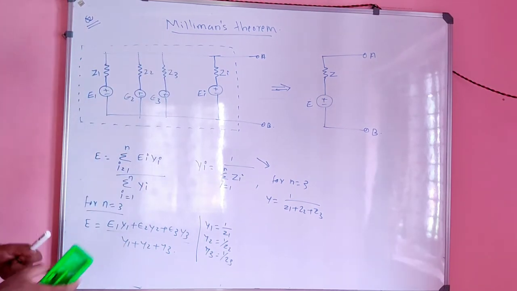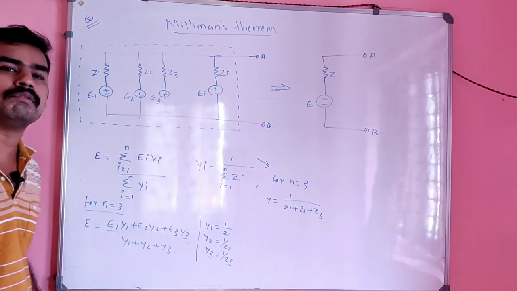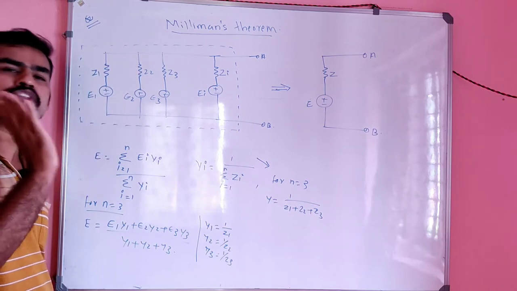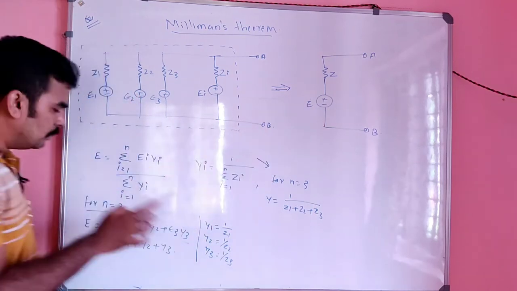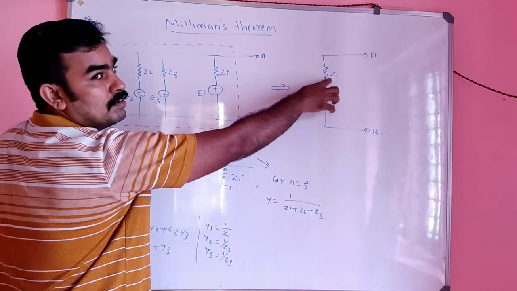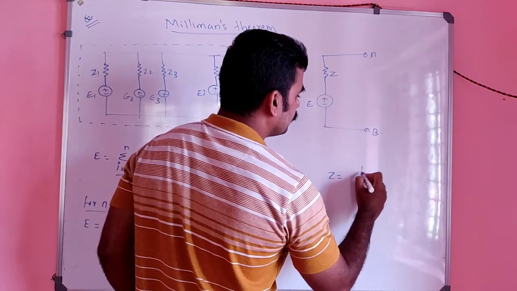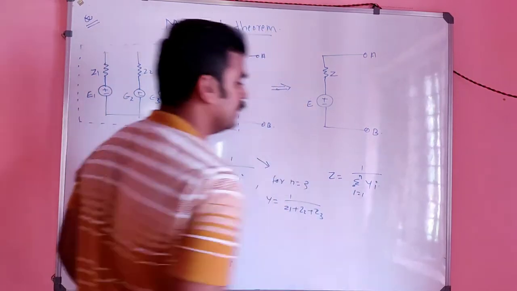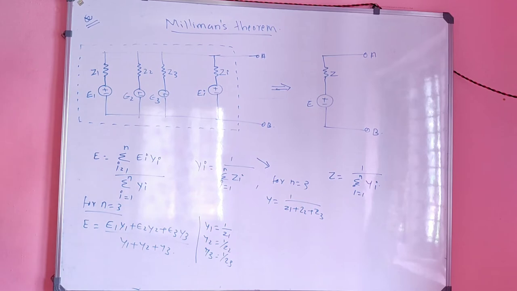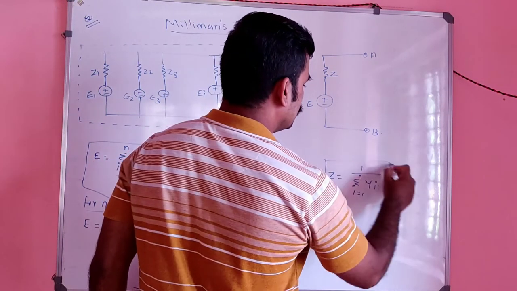So I repeat, Millman's theorem is nothing but this: if you have more than one voltage source in series with a resistance, and all are connected in parallel, like a very complicated circuit with E1, Z1, E2, Z2, E3 and so on, then you can equivalently convert it to a single voltage source in series with a single impedance. That single voltage source value will be the sum of Ei Yi divided by the sum of Yi. And that single impedance Z will be equal to 1 by the sum of Yi, for i equal to 1 to n. So you have this equation and this equation.